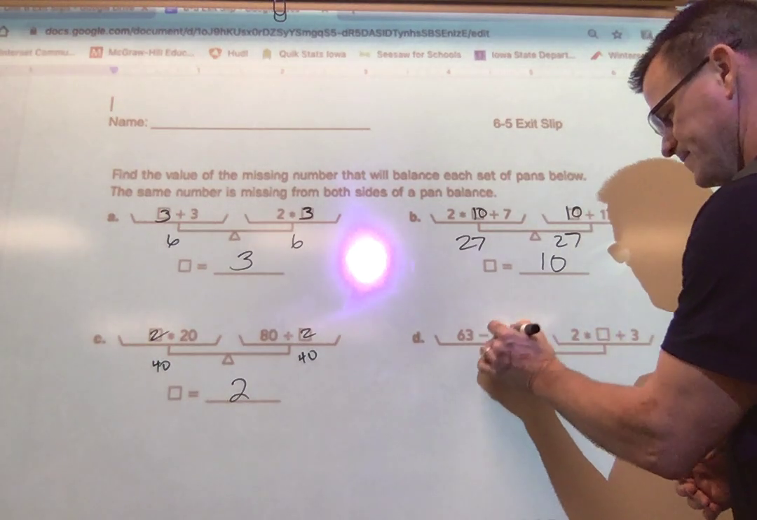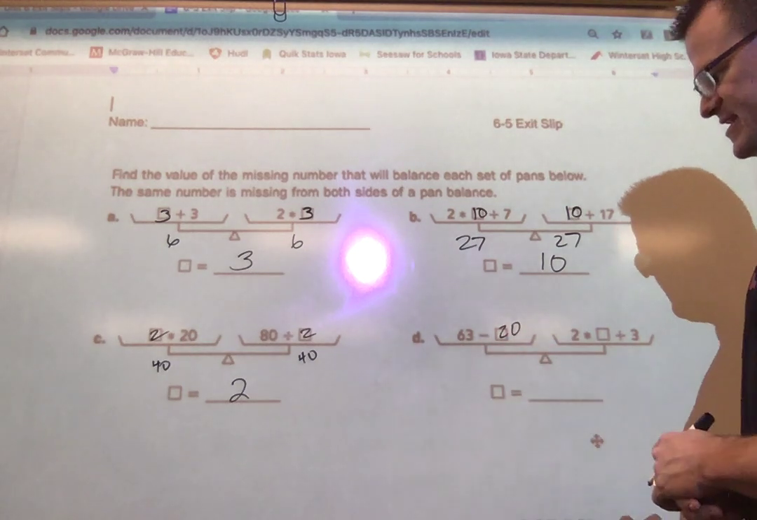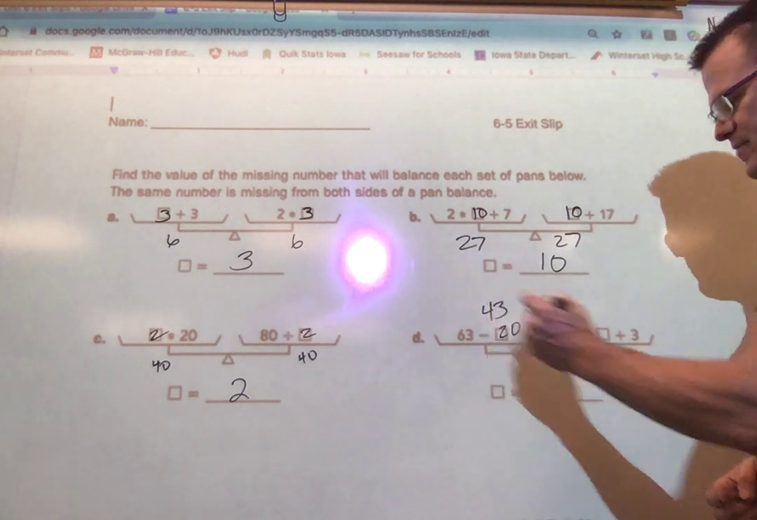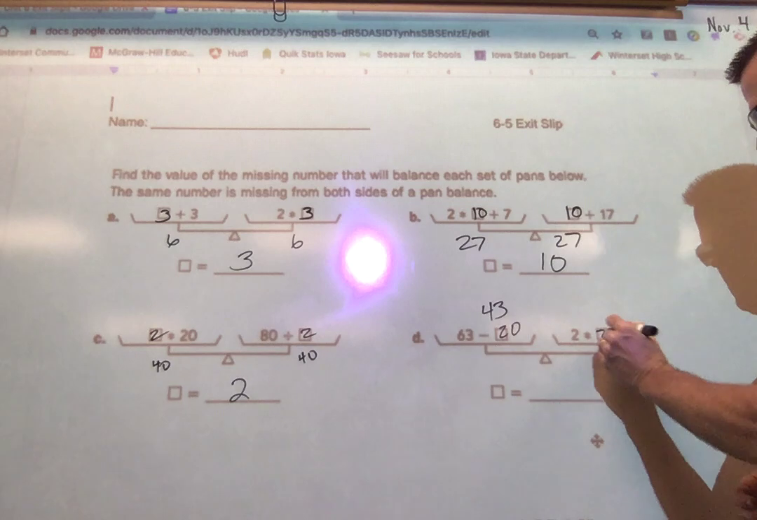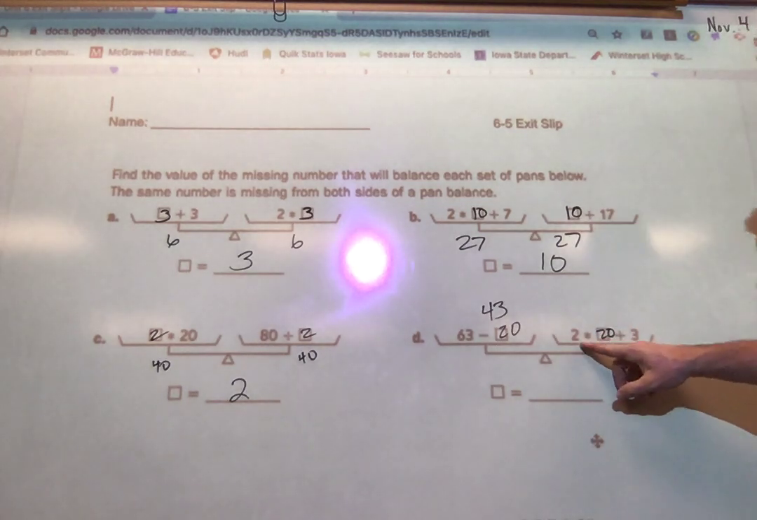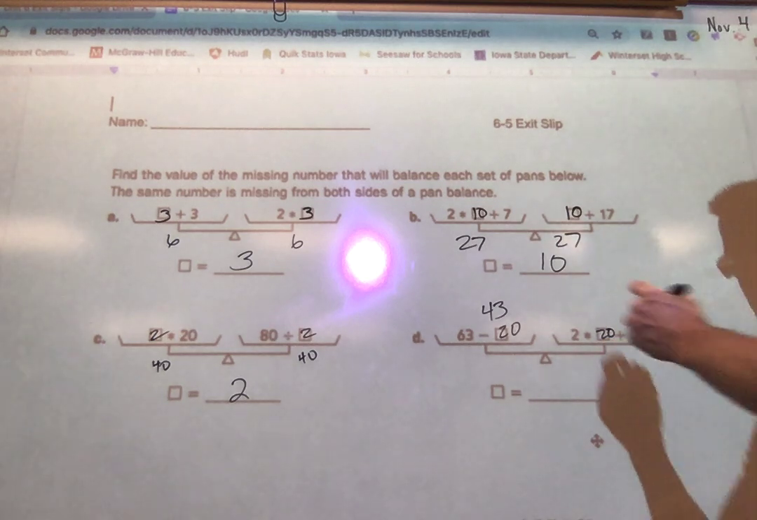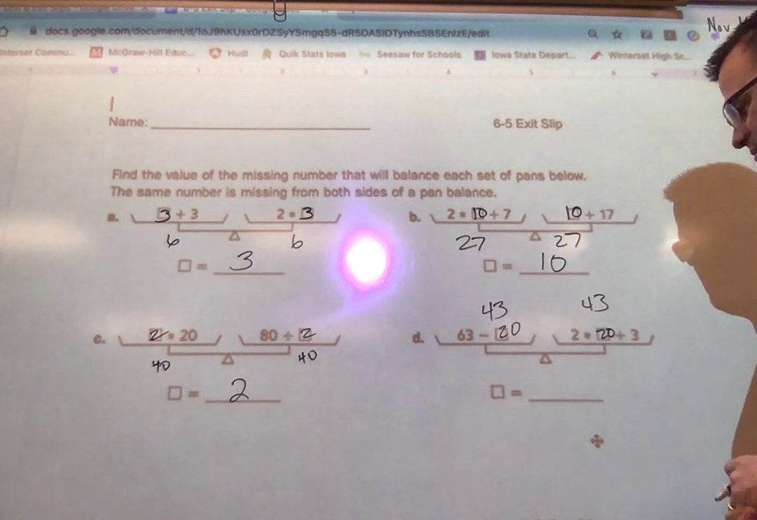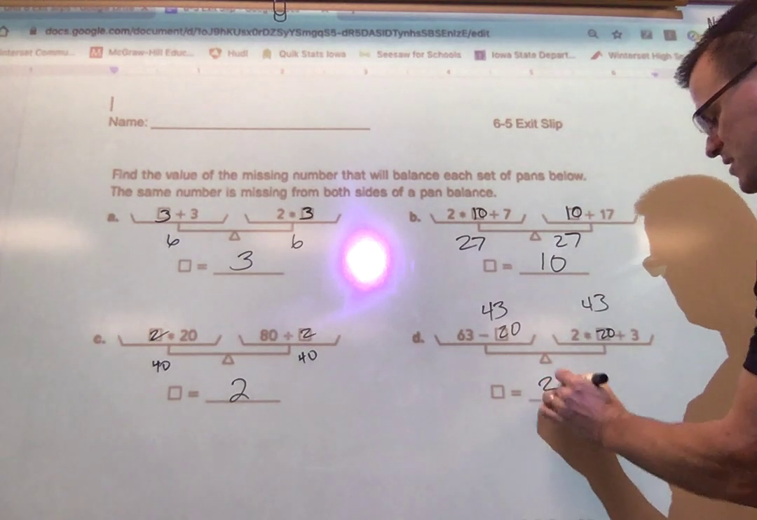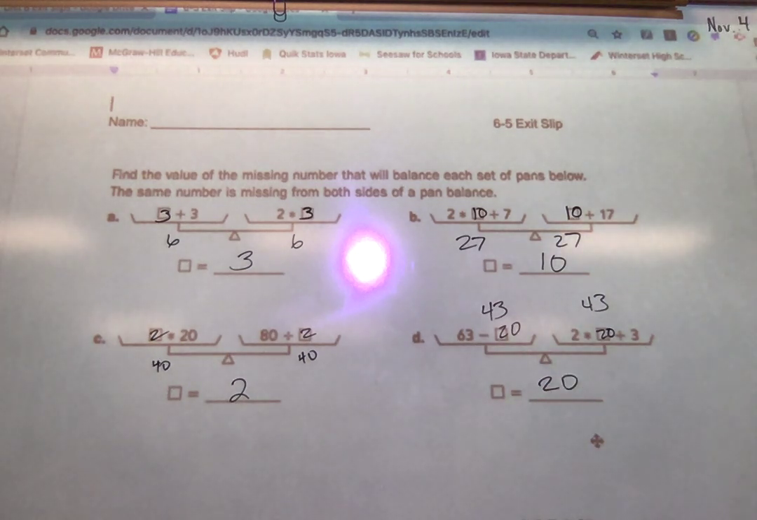Let's try 20. 63, if I take away 20, I'm at 43. And again, if I put a 20 in here, now I'm going to grow this a little quicker like I knew I needed to. 2 times 20 is 40, and 40 plus 3 is 43. So I was able to get it there. The box is going to have to equal 20 to get this pan balanced.